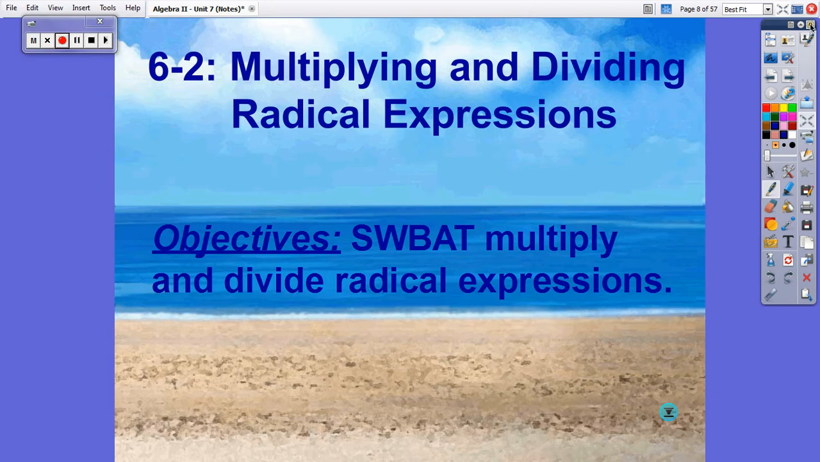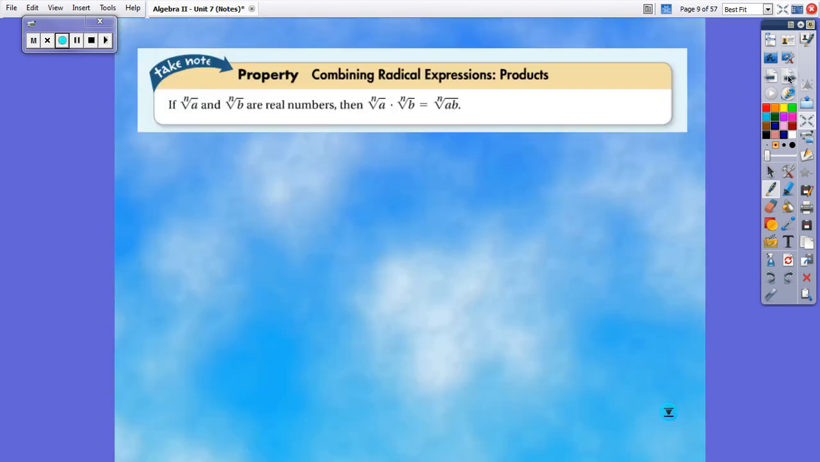Alright, so in this video we're going to be talking about multiplying and dividing radical expressions. In the last section you learned how to simplify, and you're still going to need those skills from that section. This time you're just going to multiply or divide first, and then use those simplifying skills to get a final answer. So again, in this section you're going to be able to multiply and divide radical expressions.